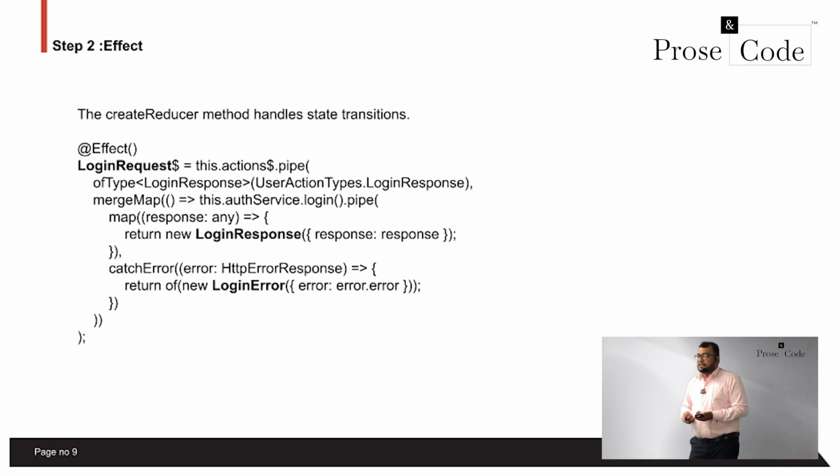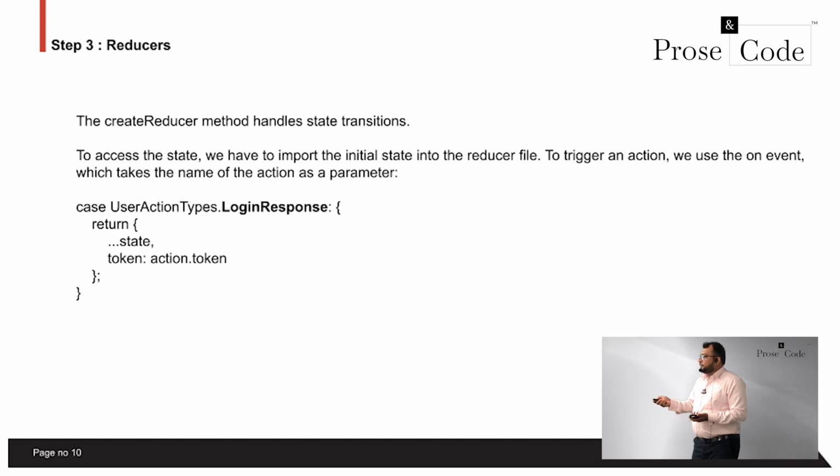Now here we have two cases: either the API call succeeds or the API call fails. In the API call success case, login response is another action. In the error case, login error is another action. As said, these two actions have an action type as well as a payload. The login response action accepts the response as an input, and login error accepts the error as an input. When login is successful, we get the login response action, the payload comes here, and from here, as said, I have that user model.